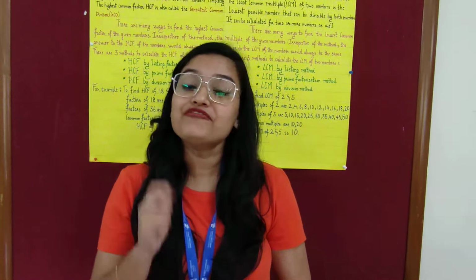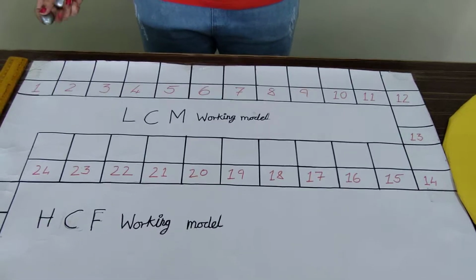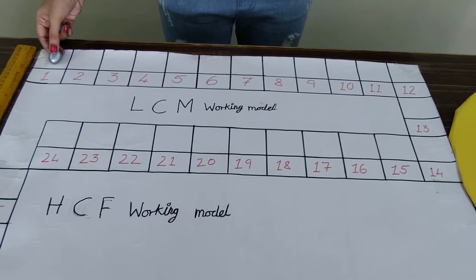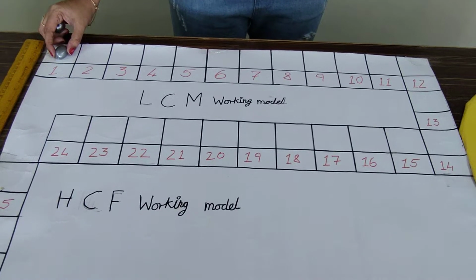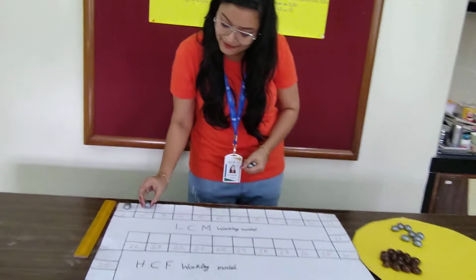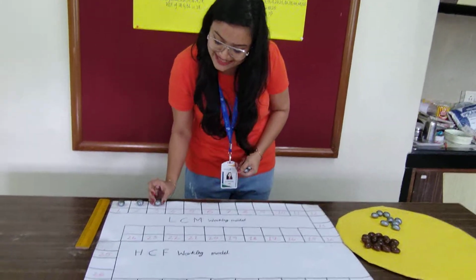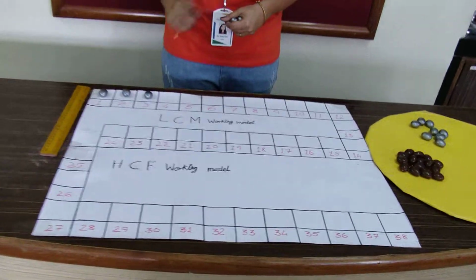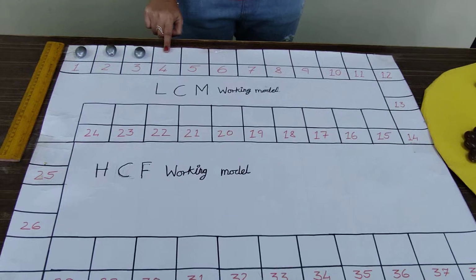One is the first factor of 18. So let's keep one pebble on 1. Always remember 1 is a factor of all numbers. Is 2 a factor of 18? Yes, so I am keeping one pebble over here. Is 3 a factor of 18? Yes. Let's keep one pebble over here. Is 4 a factor of 18? No. So we will not keep any pebble over here.